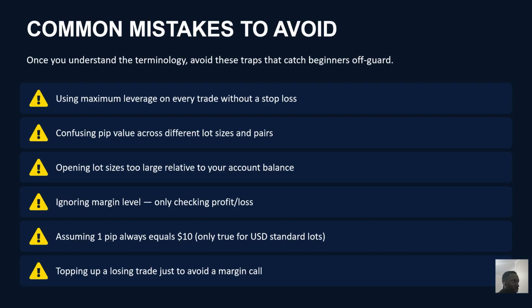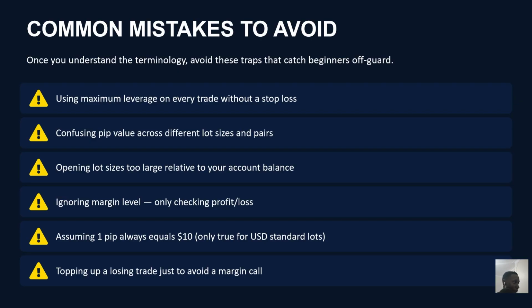Ignoring margin levels, only checking profit and loss. So it's very key for you to understand the margin levels and not ignore them, especially by focusing only on your profit and loss. It's very key for you to also focus on the other things. Assuming 1 pip always equals $10. Only true for USD standard lots.